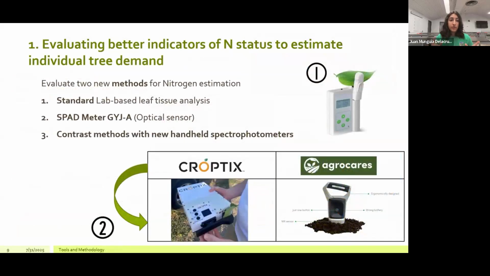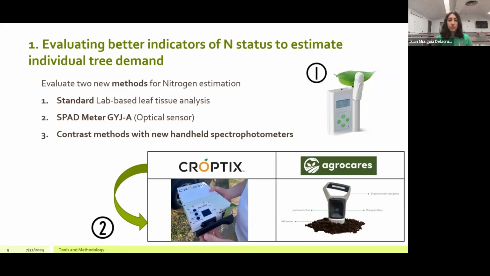So our main goal, the first goal, was to evaluate better indicators of nitrogen status. We're looking at nitrogen because the tools enable us to look at this nutrient in particular, because it's a great indicator of application rates for growers. So we talked about the first method, the standard lab method that almost most growers use. The second one is also a well-established method, but the fun thing is that you can use it in the field. It's called the SPAD meter, and it's a kind of optical sensor.